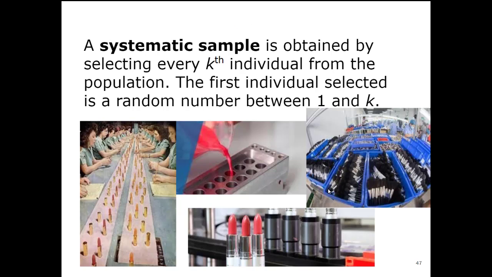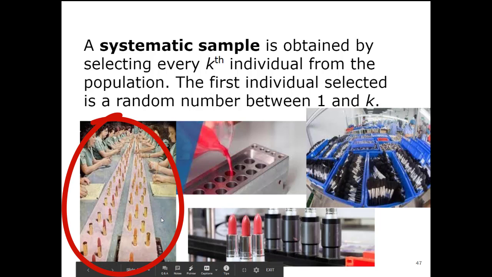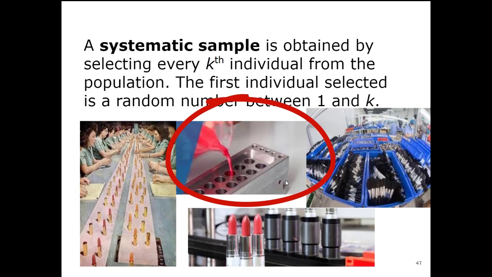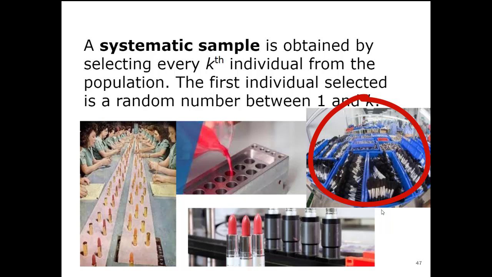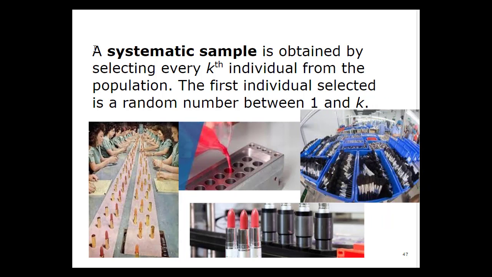Systematic sampling works really well if you have some sort of assembly line. So like here, there's these women doing quality control checks on these lipsticks. Here, the same thing with pouring the lipsticks. And here they're creating brushes, or they're checking for how well the brushes were made, etc.